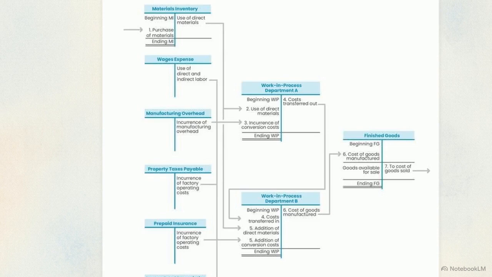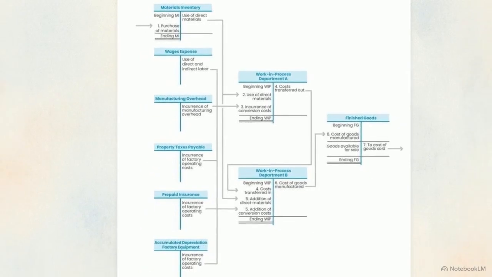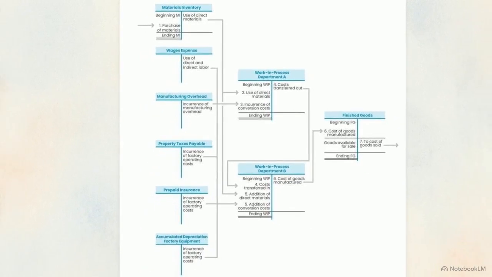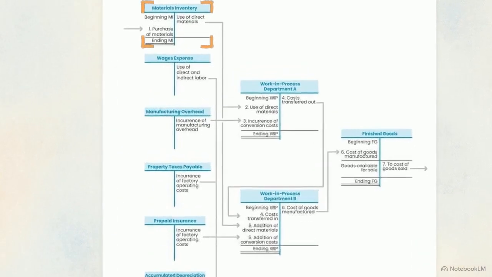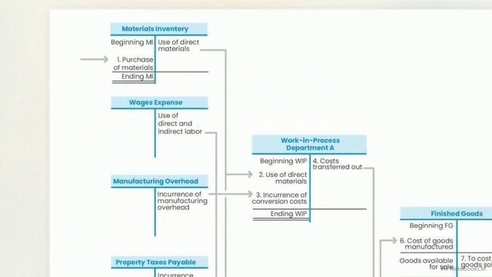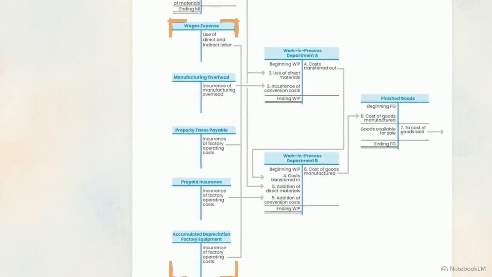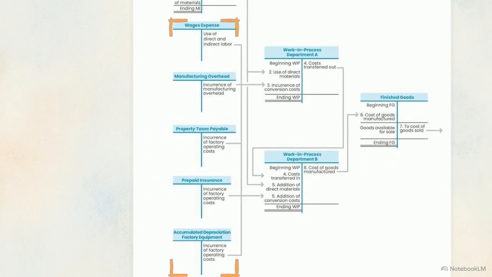In this ledger system, inventory accounts are increased by transactions on the left side and decreased by transactions on the right side. Step 1 for all processes is obtaining the physical inputs from suppliers. This entire left column represents our starting pool of available resources. Notice how direct materials are tracked separately at the very beginning of the tracking process. The rest of the operational inputs, wages, manufacturing overhead, property taxes, insurance, and depreciation, are all aggregated. We group these into a single functional category, known as conversion costs.